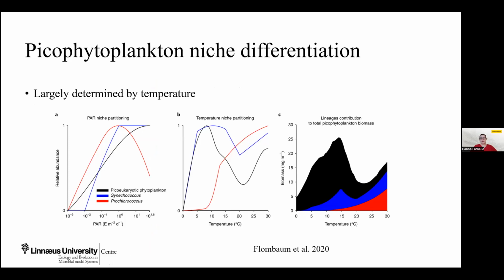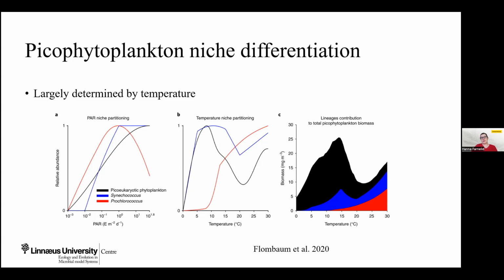So the distribution of different groups of phytoplankton is largely determined by temperature. And in these graphs, you can see how the niche partitioning between the different groups of picophytoplankton is distributed with light and temperature.